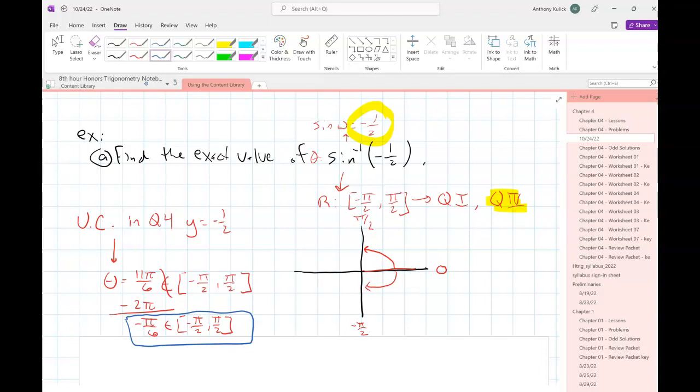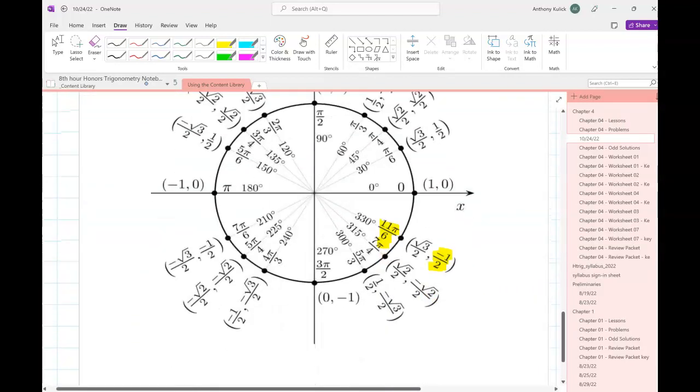Point of order, you could have also thought about it just on the unit circle. I'm going this way, so that's just like going from 2 pi to 11 pi over 6. I just went pi over 6 in the negative direction. So you could have looked at it and just done that as well. Is everybody cool with that? That requires some mental math, so I don't like to start that way, but it is the same thing as what we're doing, right? Is that okay with everybody? Okay.